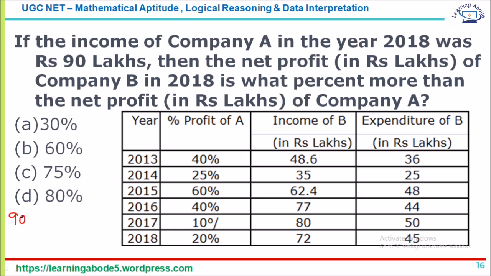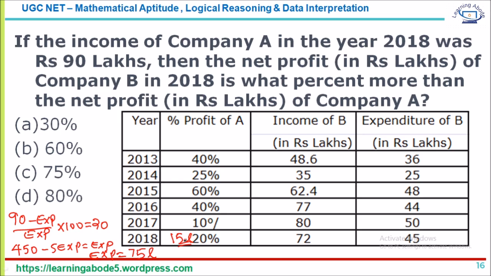Income is 90 lakhs, so 90 minus expenditure upon expenditure, into 100, is equal to 20. So you will get 450 minus 5 times expenditure is equal to expenditure. You will get the expenditure is equal to 75 lakhs. If the expenditure is 75 lakhs, then the profit is 90 lakhs minus 75 lakhs, that is 15 lakhs profit. So in that year the profit value is 15 lakhs.